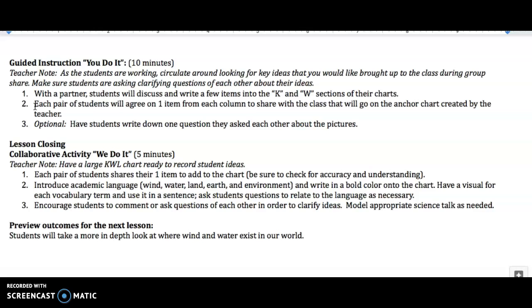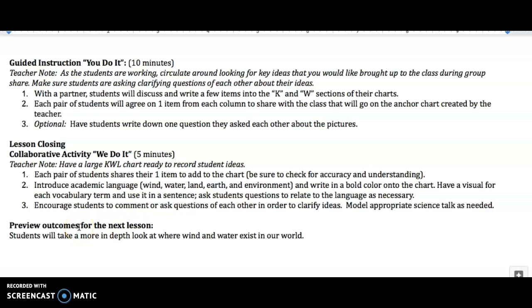Finally, we will go to the lesson closing. We can see here that each pair of students shares 1 item to add to the chart. So everybody in collaboration will be adding to this chart where we are sharing the ideas. That way we are doing a little assessment of what they think and what they understood. It will be informal because I am not looking for each of them individually. I'm allowing them to work as a group.